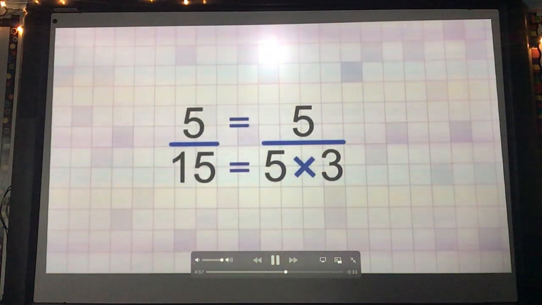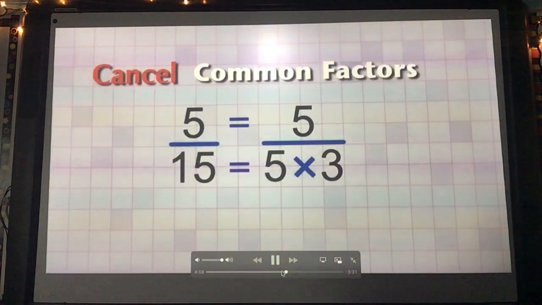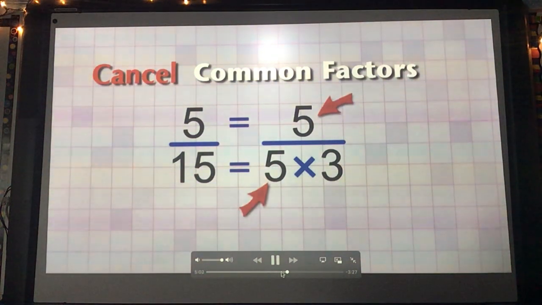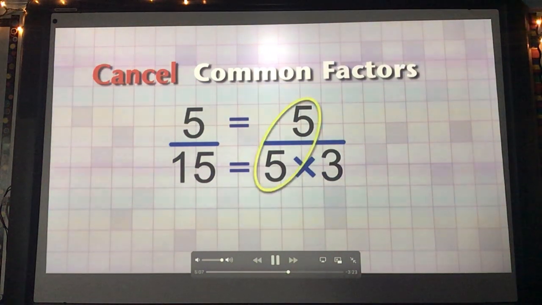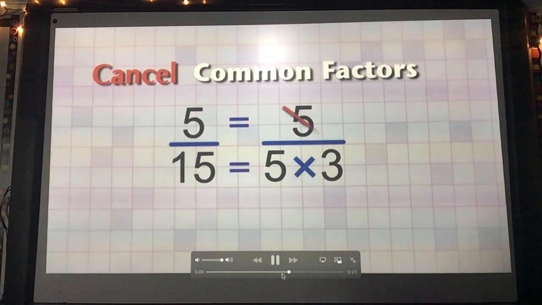Step 2 is to look for common factors and cancel them. We can see that there's a 5 on the top and there's a 5 on the bottom. They're not directly over each other, but that doesn't matter. They still form a common factor pair, and so we can cancel them out like this.